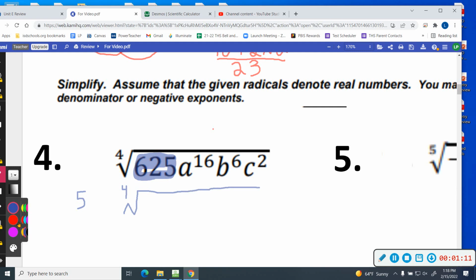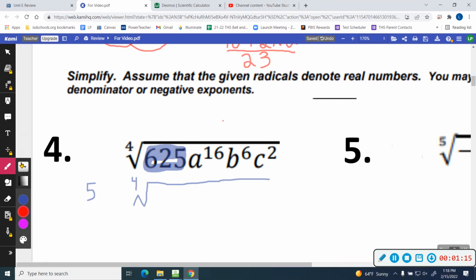All right, now let's go to the next one. We have a to the 16th. Notice that 4 divides evenly into 16. If you take 16 divided by 4, you get 4. So remember, you take the exponent divided by the index. So 16 divided by 4, that's 4. So I get a to the 4th. And excuse my weird looking a. Now let's go to the next one.